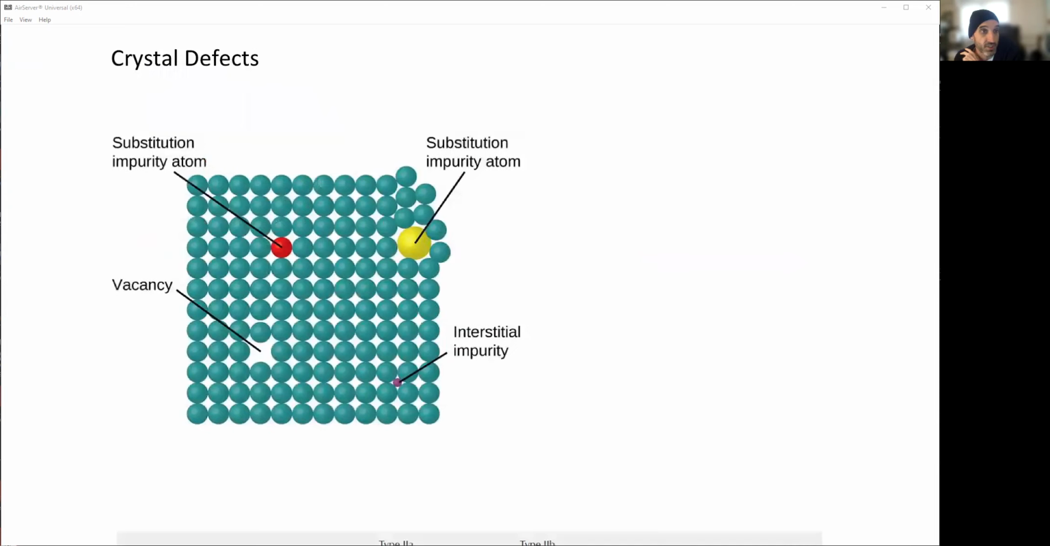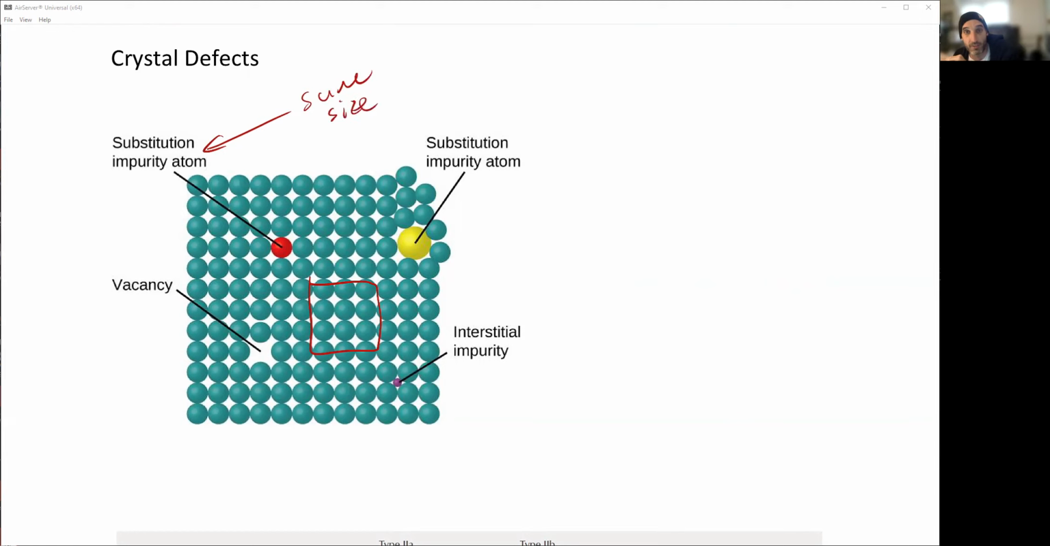All right, crystal defects. So this is somewhat interesting. Crystal defects tell us a lot. Okay, so if you have a perfect configuration, if we look at just this little section right here, it's a perfect configuration of whatever this, let's call it carbon, happens to be. But you can substitute one of these atoms and put a different one in. So here we have substituted an impure atom, and it's about the same size.